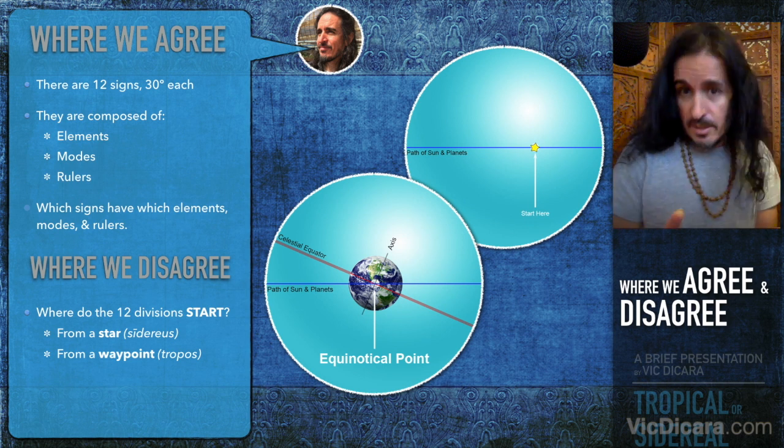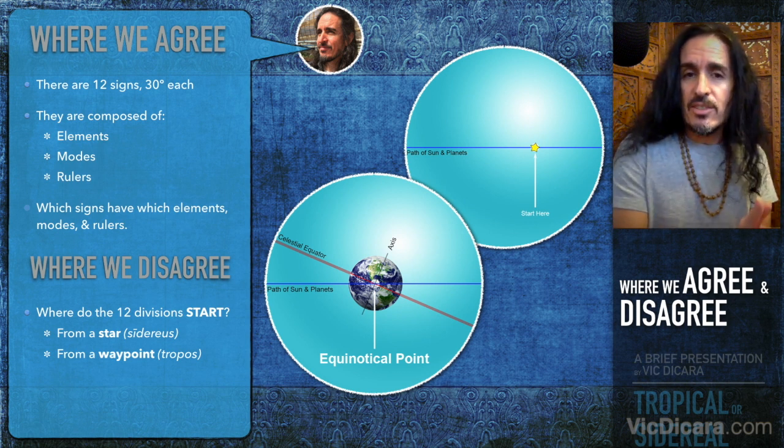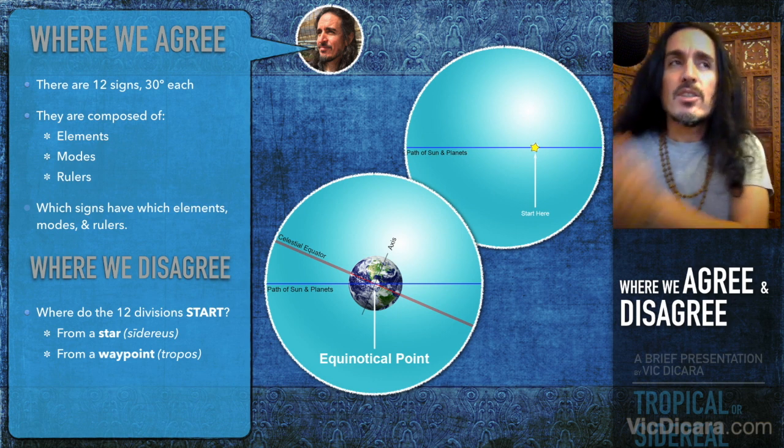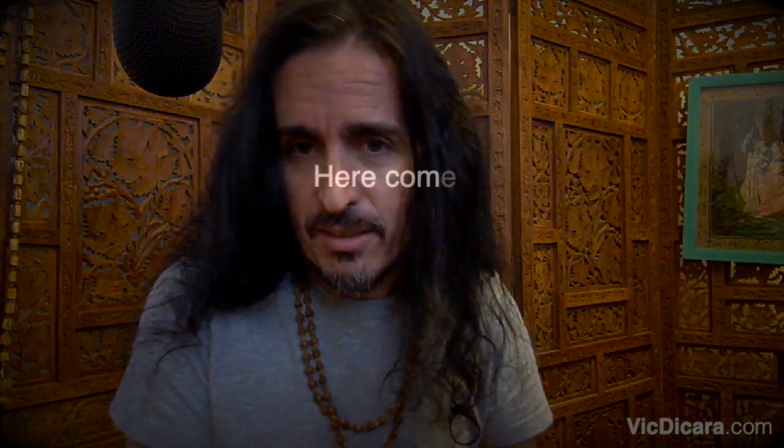So that is the only difference, where the zodiac starts. Sidereal says it's fixed to a star. Tropical says it's fixed to the equinox. Now that that's out of the way, and now that we are on the same page about what the difference is between tropical and sidereal, let's jump into these 24 questions and answers.